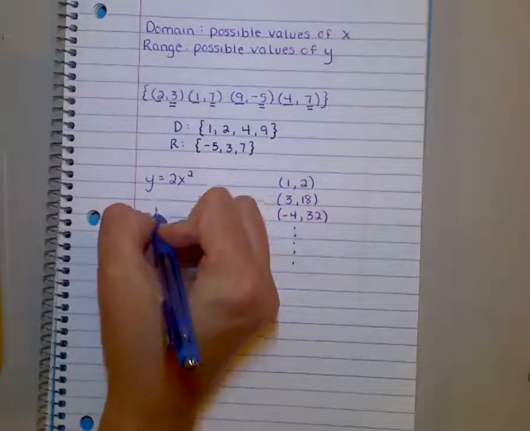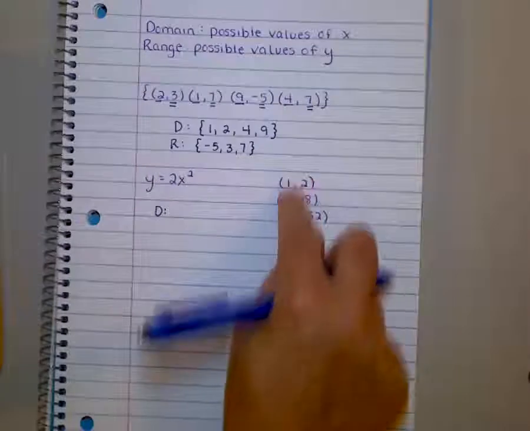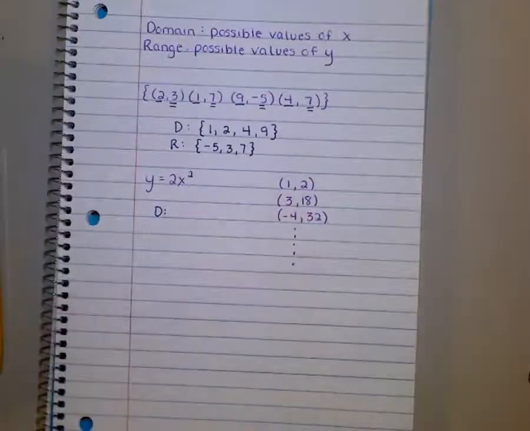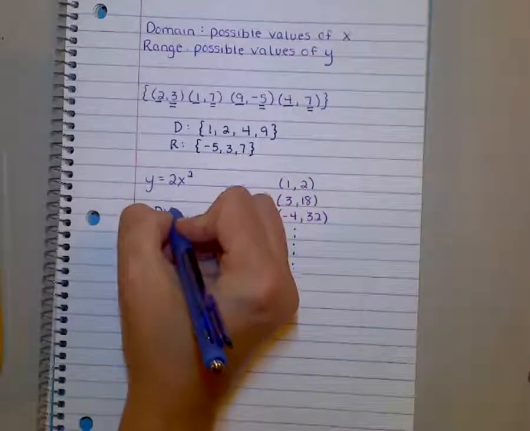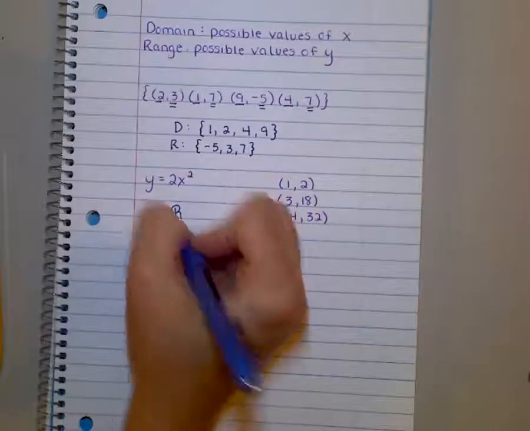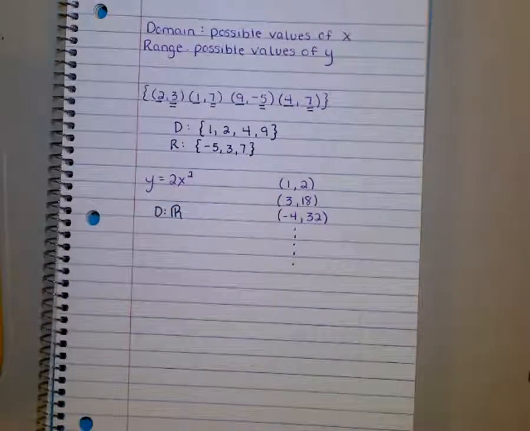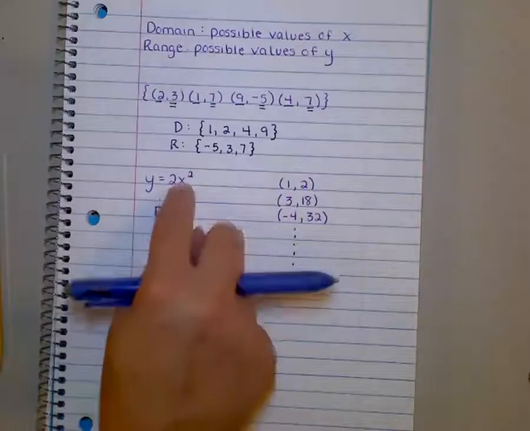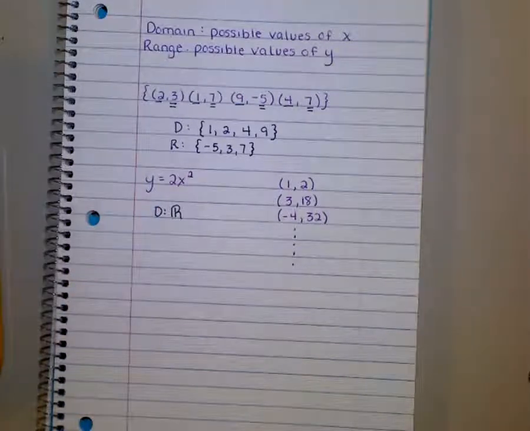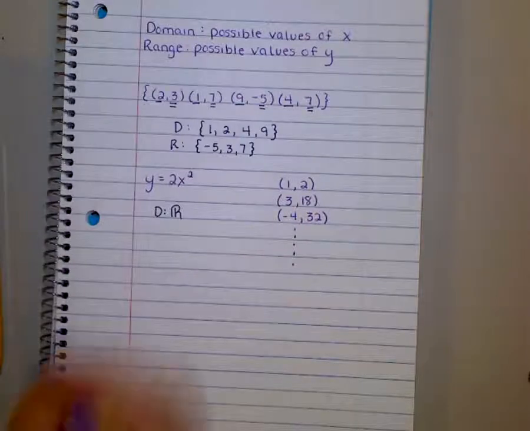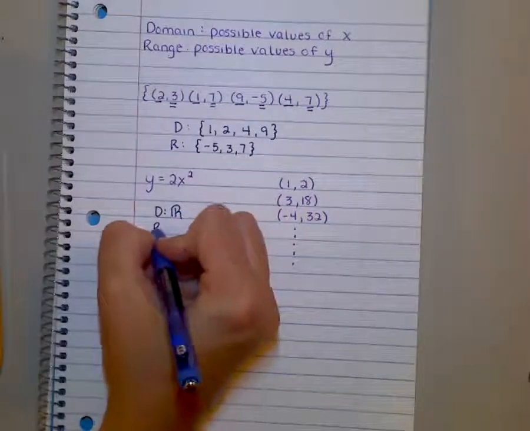So for my domain here, because I wasn't limited in what I could choose for x, I could choose anything I want. I would say all real numbers. And that is a little bit more abstract to think about. You have to think about every number you could ever think of. Is there anything that you couldn't put in for x there? And as tough as that is, I actually think range is a harder question at this point in the game.